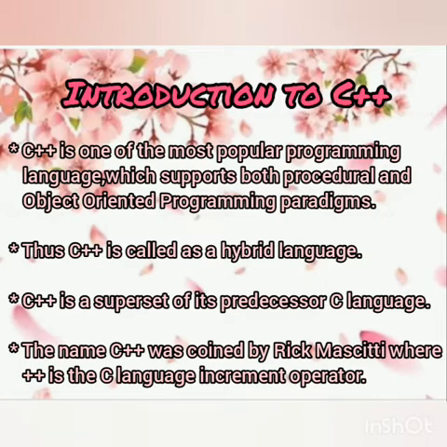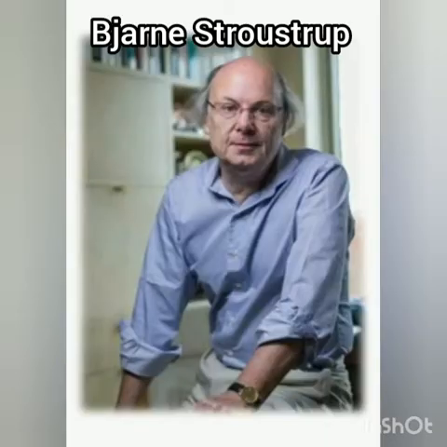Then C++ is a superset of its predecessor, the C language. So, before C++, C language was very popular, and the predecessor of C++ is C language. Then, Bjarne Stroustrup named his new language C with classes, because C is a structured programming language. Additionally, they have added a concept called the object-oriented concept. So, Stroustrup initially named his language C with classes.